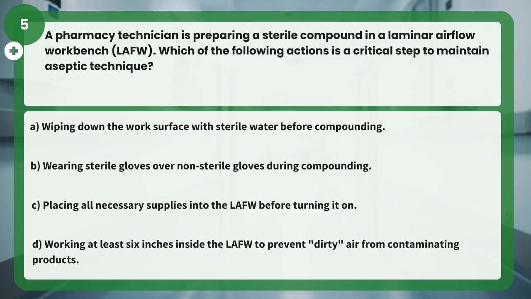Question 5. A pharmacy technician is preparing a sterile compound in a laminar airflow workbench, LFW. Which of the following actions is a critical step to maintain aseptic technique? A. Wiping down the work surface with sterile water before compounding. B. Wearing sterile gloves over non-sterile gloves during compounding. C. Placing all necessary supplies into the LFW before turning it on. D. Working at least 6 inches inside the LFW to prevent dirty air from contaminating products.